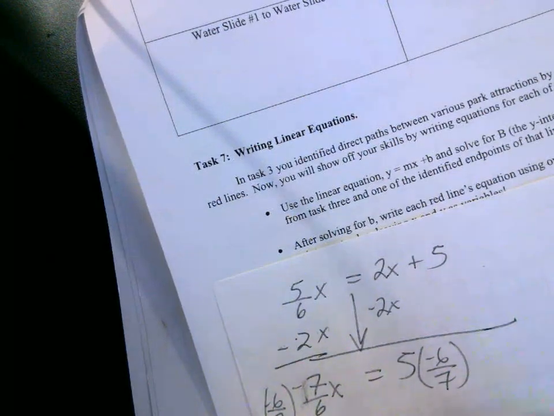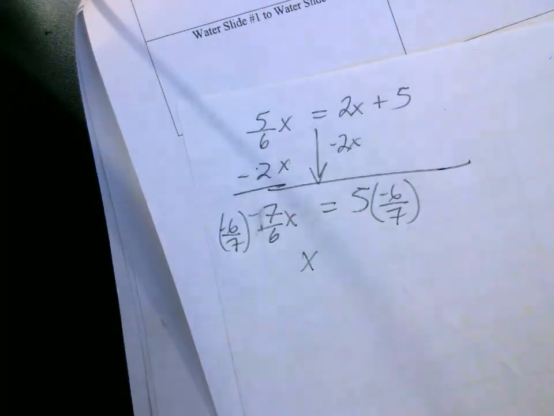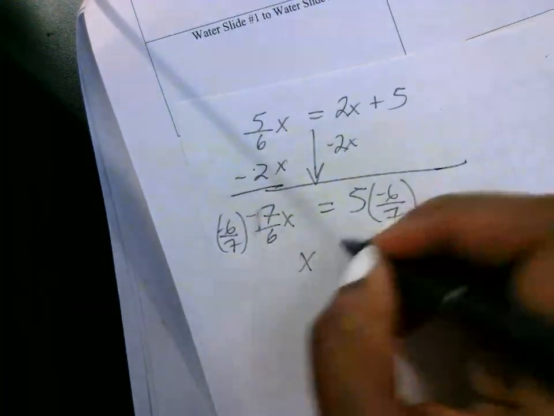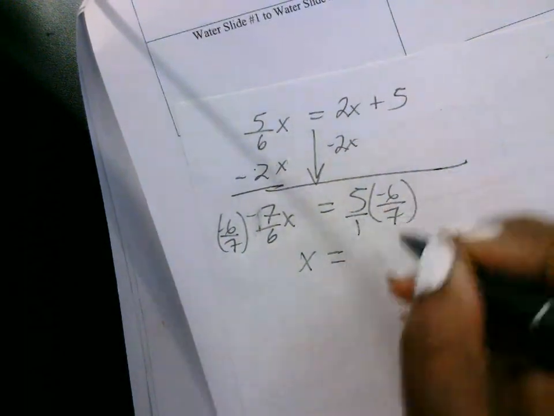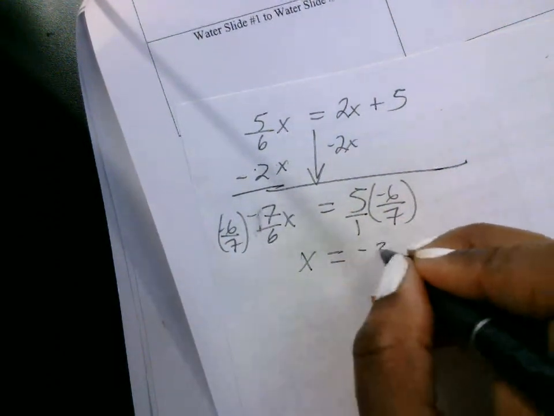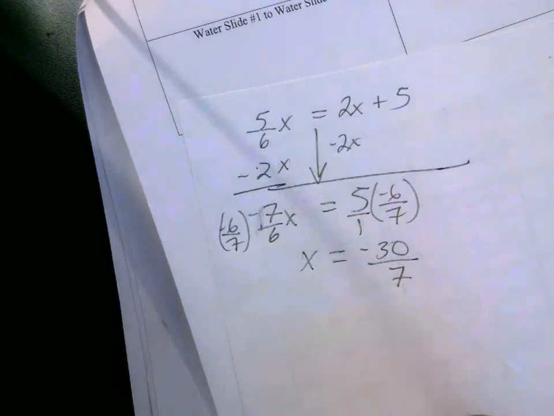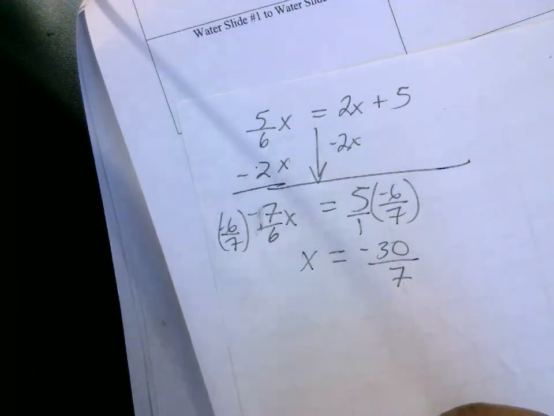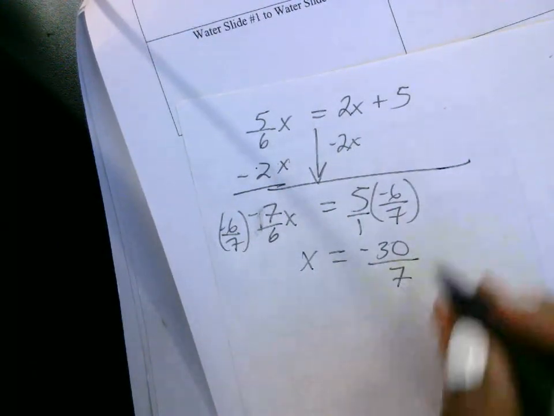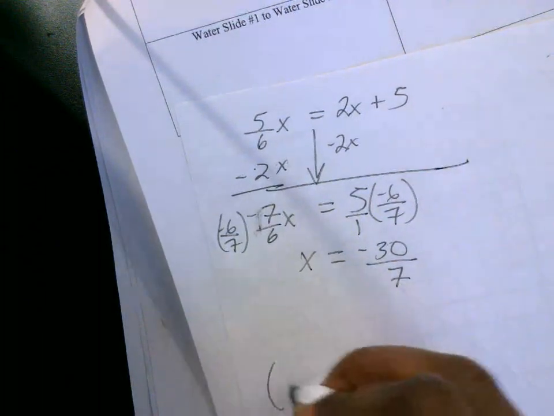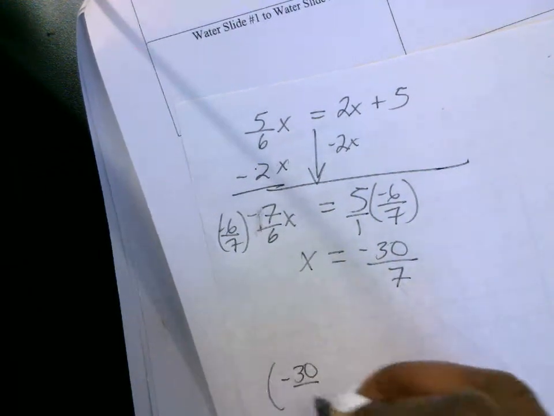So this gives me just x here, which is equal to, when I multiply straight across, negative 30 on the top and 7 on the bottom. So my x coordinate is going to be negative 30 over 7.